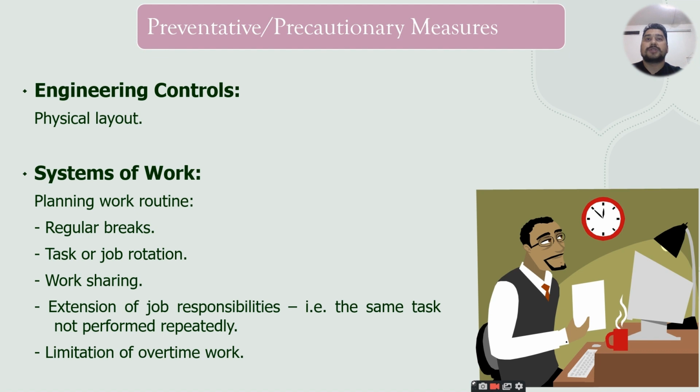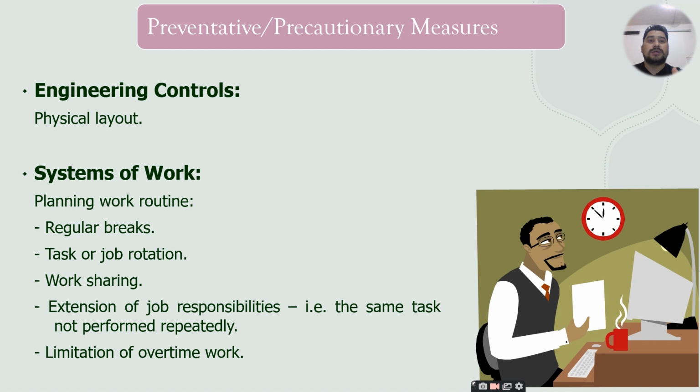Preventive and precautionary measures. How you can prevent, and what precaution measures you can adopt. First of all, engineering controls, physical layout. Second thing, systems of work: planning, work routine, regular breaks. So people should not work continuously. If you see that people are sitting on the chair, working continuously with the computer or any display screen equipment, you need to tell them that they should take a break. And breaks should be frequent also.